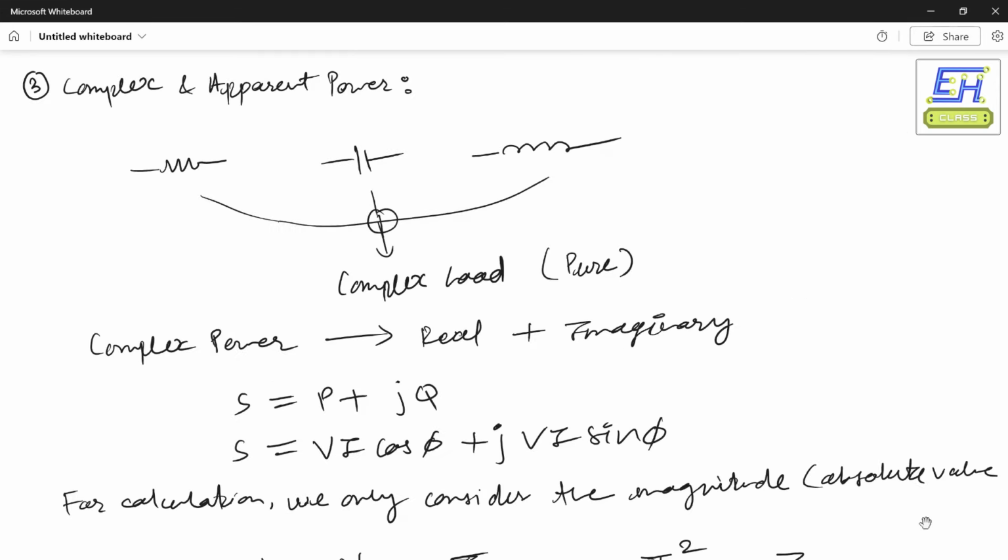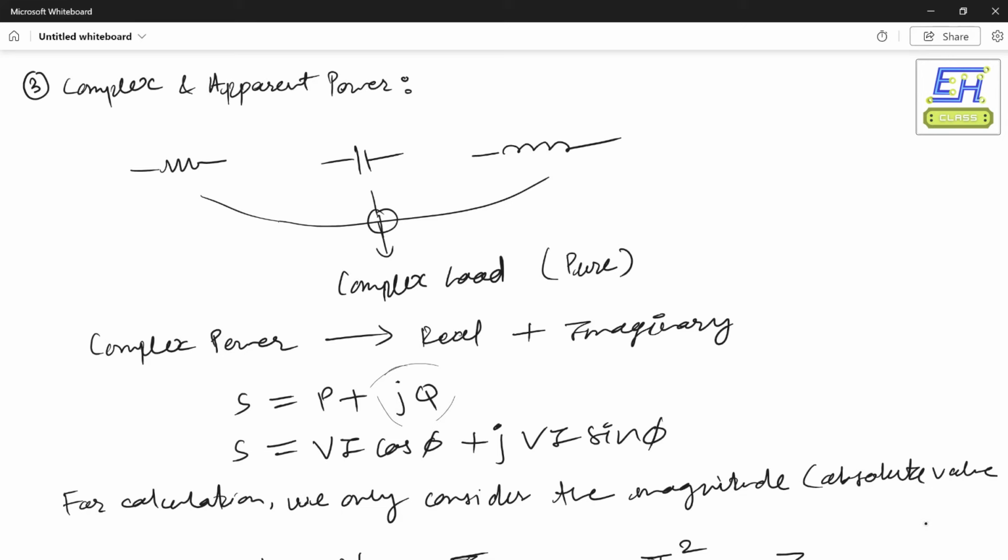So coming back to the pure one. From this equation, you see real plus j, that's the imaginary component jQ. So if your component is purely resistive, you'll just see some value for P, and there will be no component for the term jQ, because the resistor only dissipates real power, so you will not have the imaginary term.